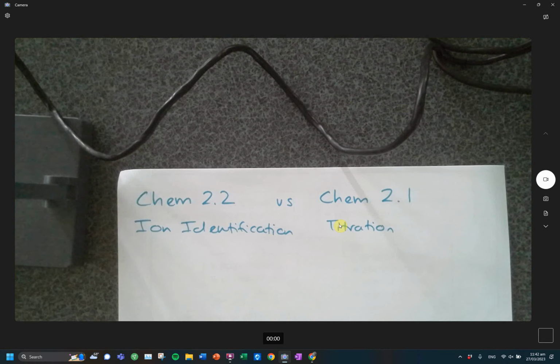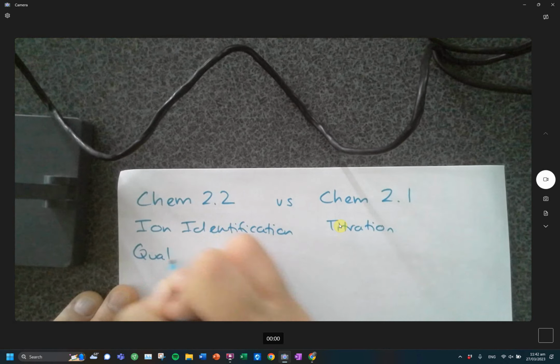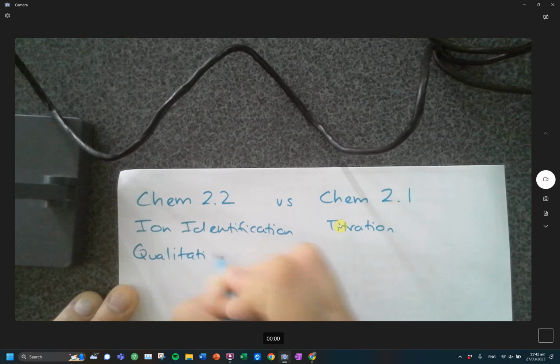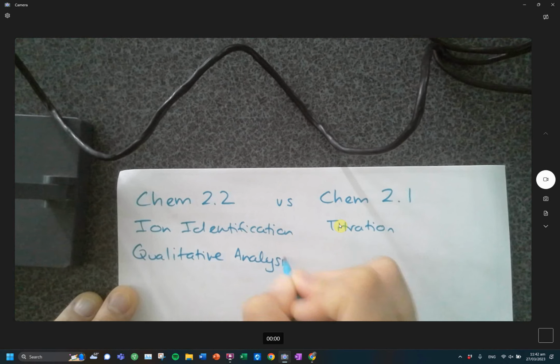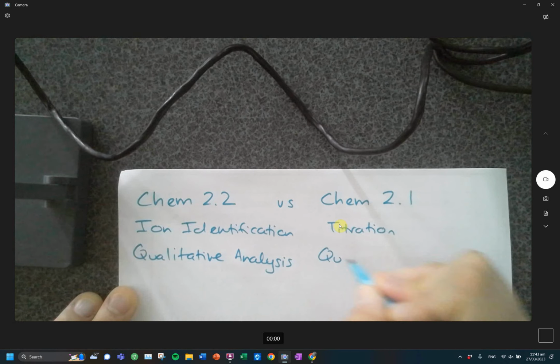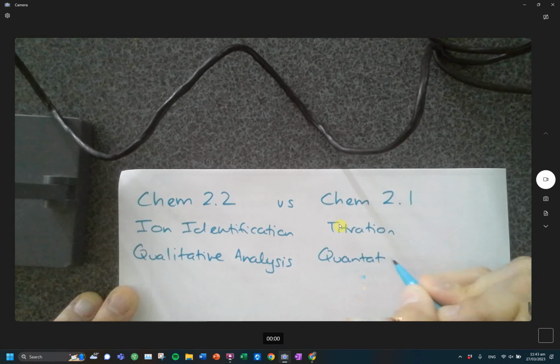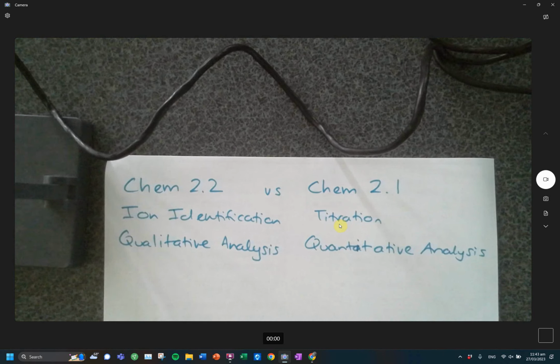Ion identification, the one we have just done, is the qualitative analysis. Whereas Chemistry 2.1 is the quantitative analysis. Very similar words, but very different things. And they tie really, really well together as standards, which is why I do them back to back.